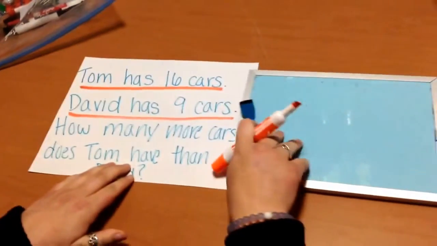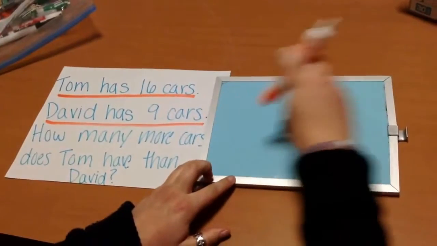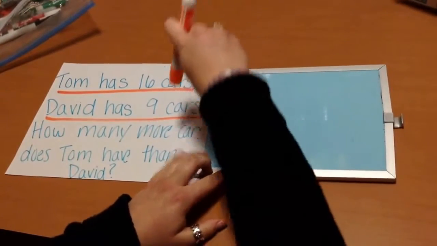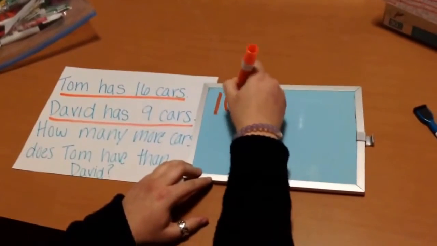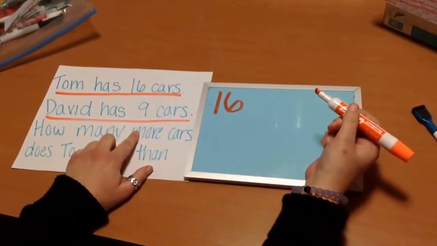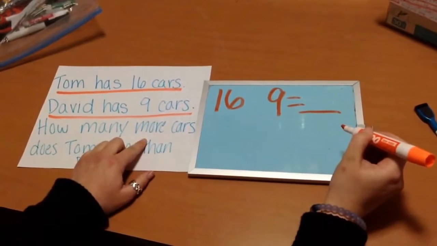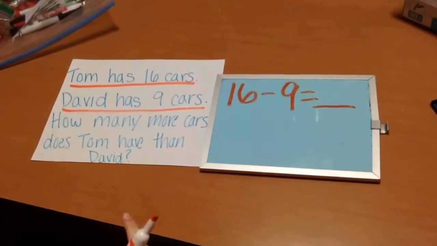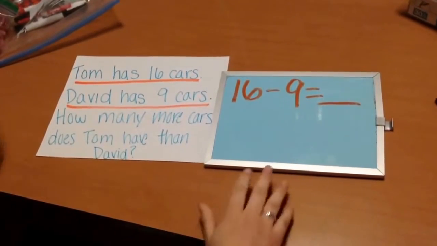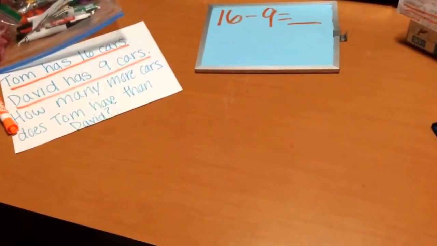And when you're comparing, you have to use subtraction to figure out the difference between the amount of cars each person has. So we know that Tom has 16 cars and David has 9. And so we're trying to figure out how many more cars Tom has than David. So we know we're subtracting. So for this word problem, we're going to use our number line.